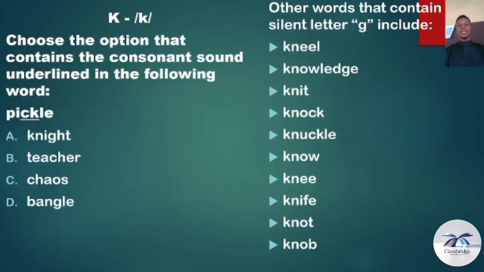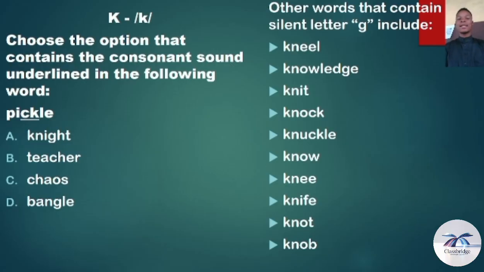Lastly, we are going to be looking at letter K, which is known as K. We've been given a word, pickle. Let's pronounce night, teacher, chaos, bangle. Which of these words contain the K sound? It's not far-fetched that it is option C, chaos.